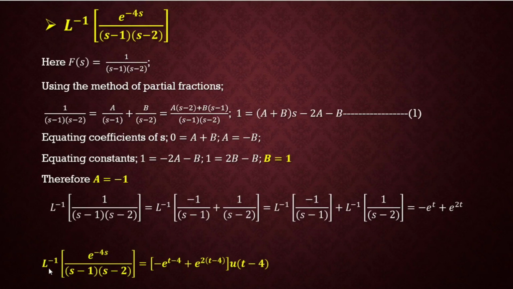Therefore, Laplace inverse of e raised to minus 4s by s minus 1 into s minus 2 will be equal to, we know that Laplace inverse of e raised to minus as f of s equal to f of t minus a u of t minus a. Here f of t is equal to minus e raised to t plus e raised to 2t. Therefore, f of t minus a will be equal to, here a is 4. So, it will be equal to minus e raised to t minus 4 plus e raised to 2 into t minus 4, u of t minus 4.